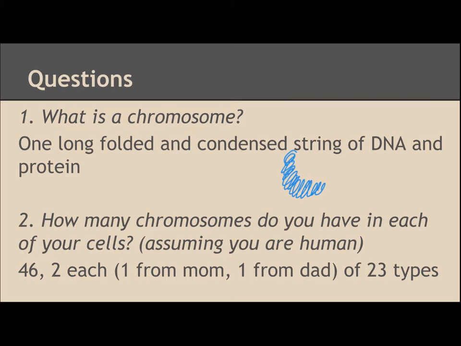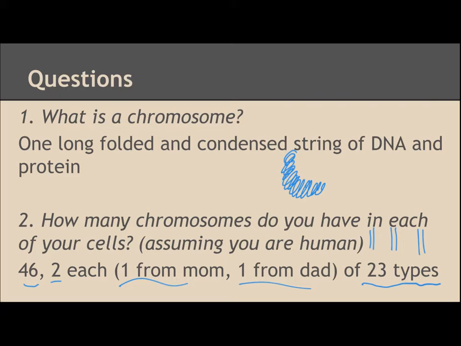How many chromosomes do you have? Well, assuming you don't have a chromosomal disorder and you are human, you should have 46 chromosomes. So there's 23 different types of chromosomes. There's chromosome 1, chromosome 2, chromosome 3, chromosome 4, etc. And of each of those types, you have 2 of them. So you have 2 chromosome 1s, 2 chromosome 2s, 2 chromosome 3s, etc. One of each pair came from your mom, and one came from your dad.